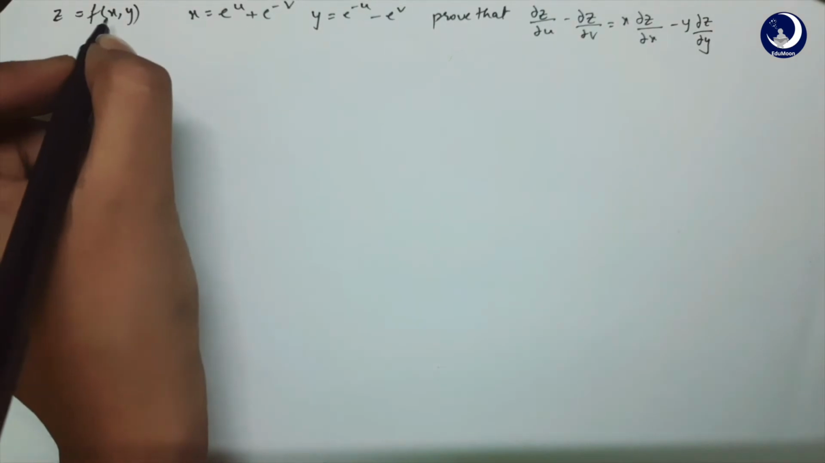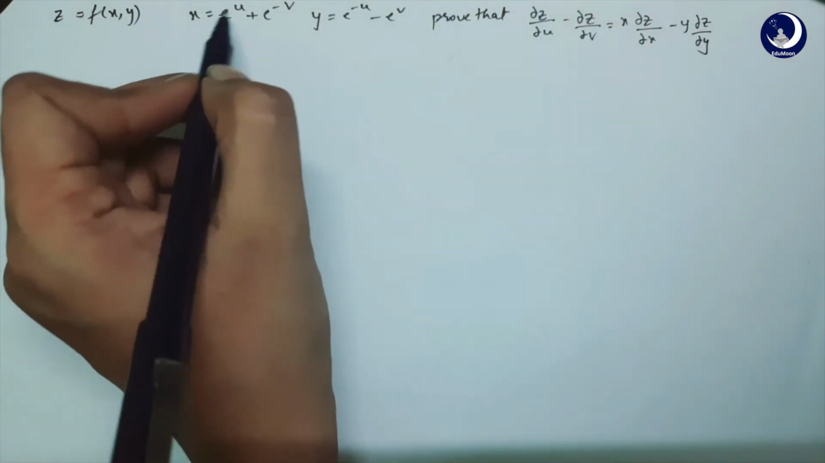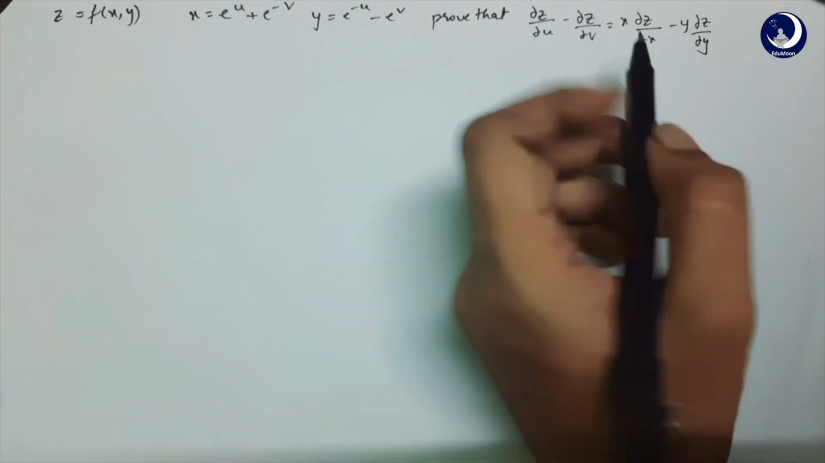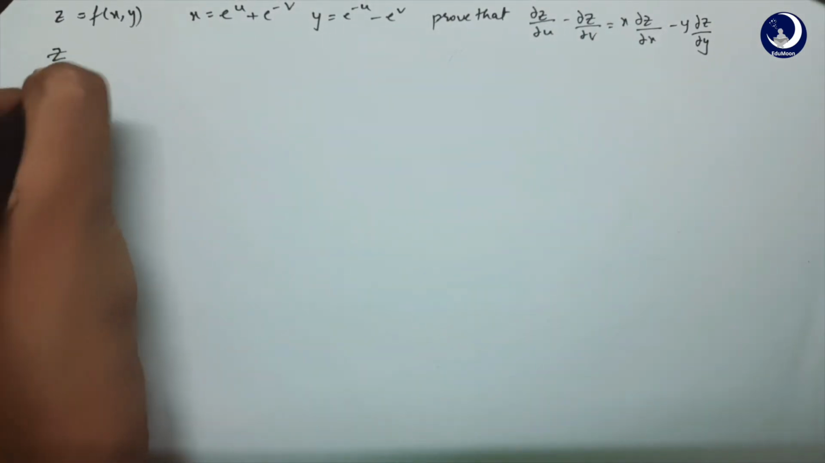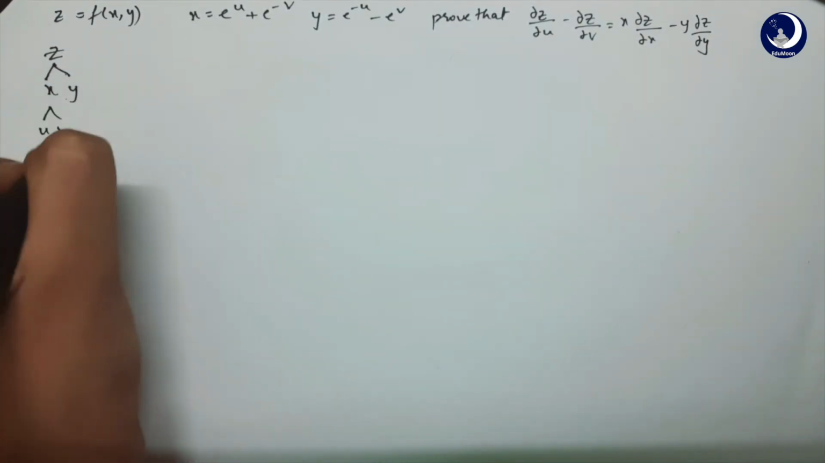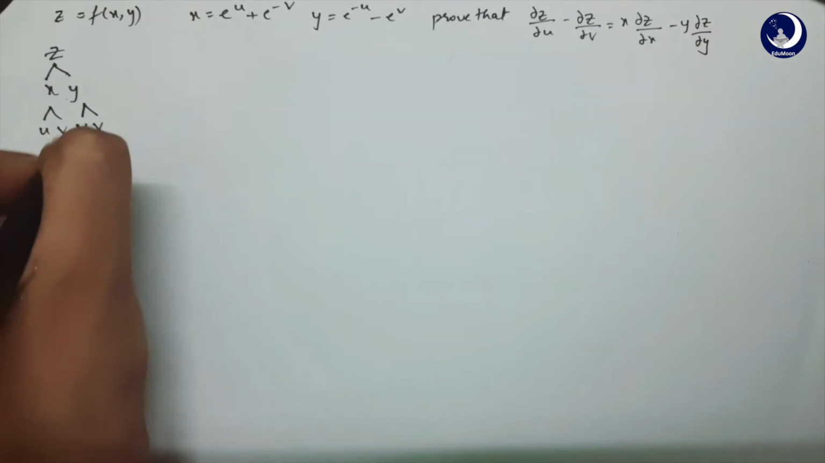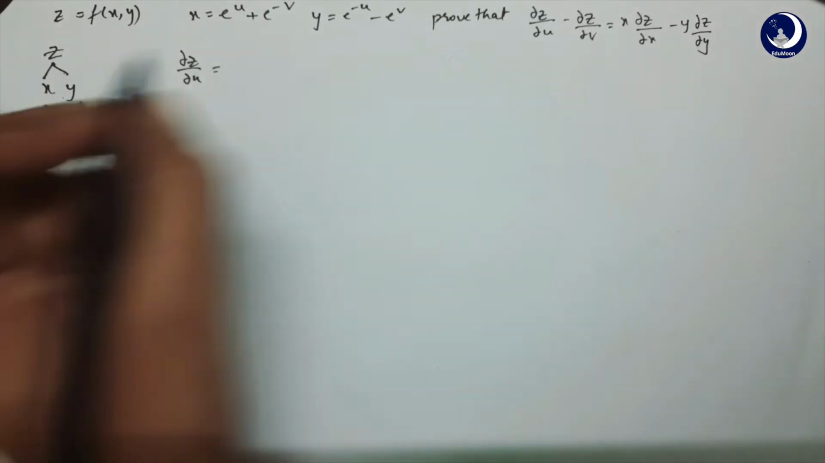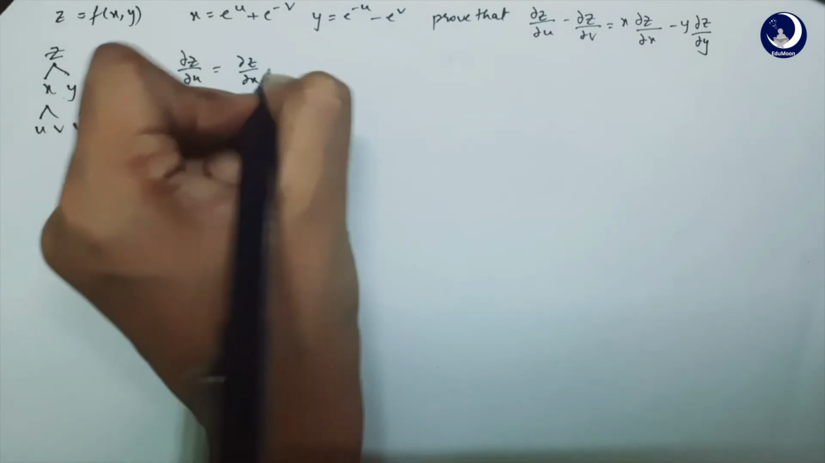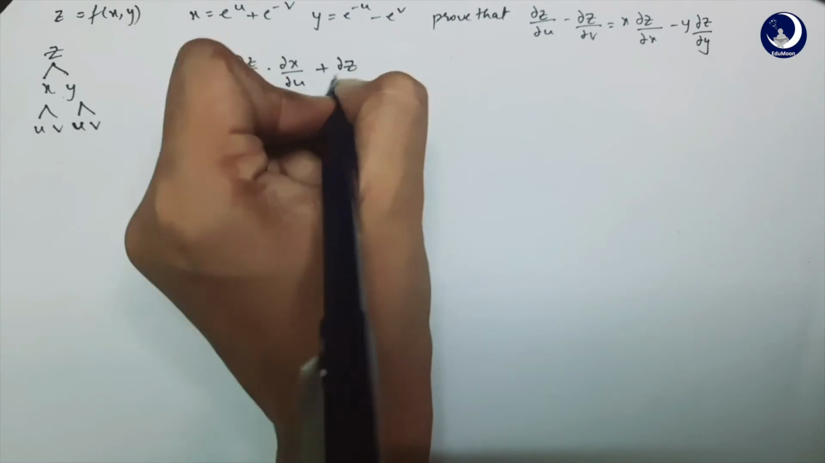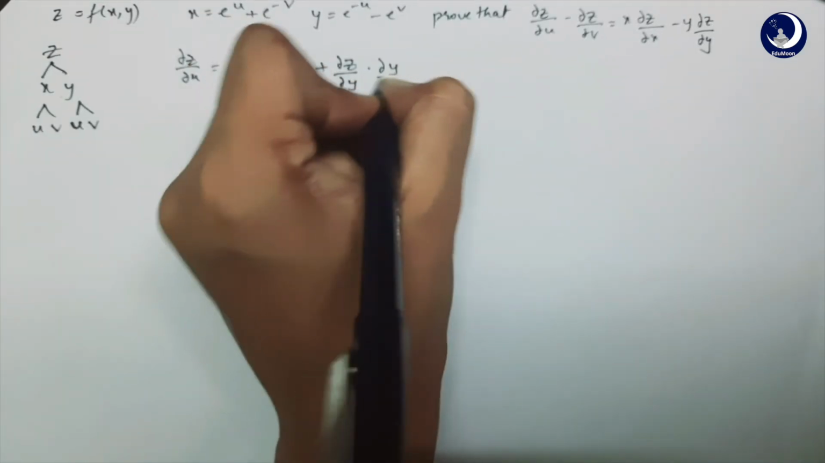So z is a function of x and y. We have a relation of x in terms of u and v, and also y in terms of u and v, and they asked us to prove this. So our dependency graph is: z depends on x and y, and x depends on u and v, y also depends on u and v. So ∂z/∂u, as we saw before, this is one of our pathways to reach from z to u. So that is ∂z/∂x into ∂x/∂u plus ∂z/∂y into ∂y/∂u.